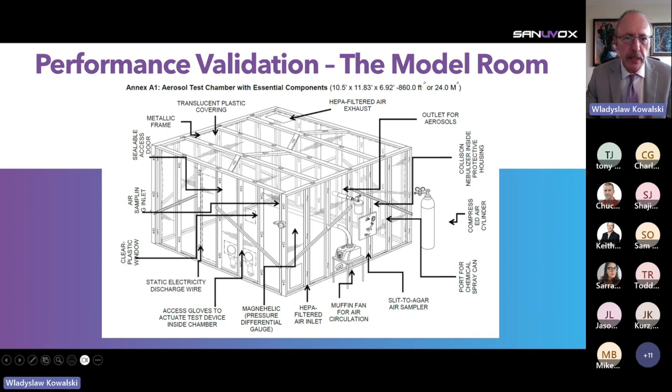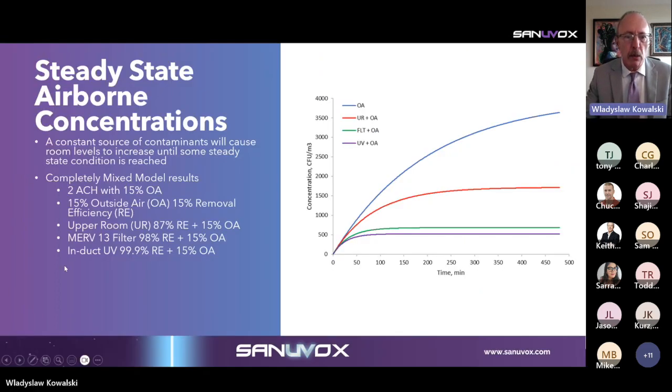Here's an example of the ASTM test setup. They have a model room of 50 cubic meters, I believe it was supposed to be, and they inject a source and they take air samples, and from this they determine the steady state condition. When you inject a source of contaminants into a room, the concentrations will climb until you reach some steady state condition. If there is no air cleaning technology, the steady state condition will be reached when the natural die-off of the microbes equals the input or source rate.